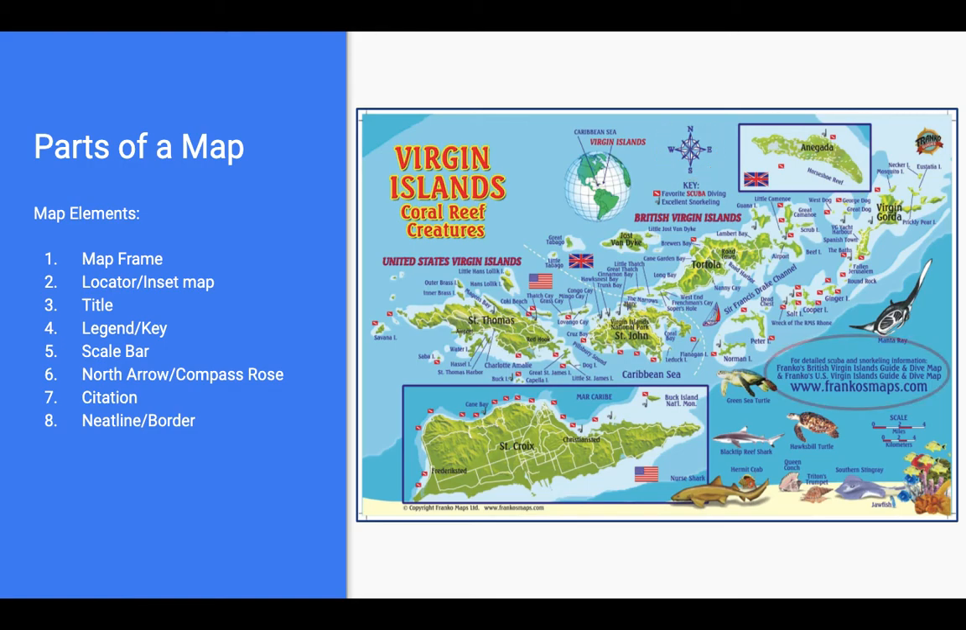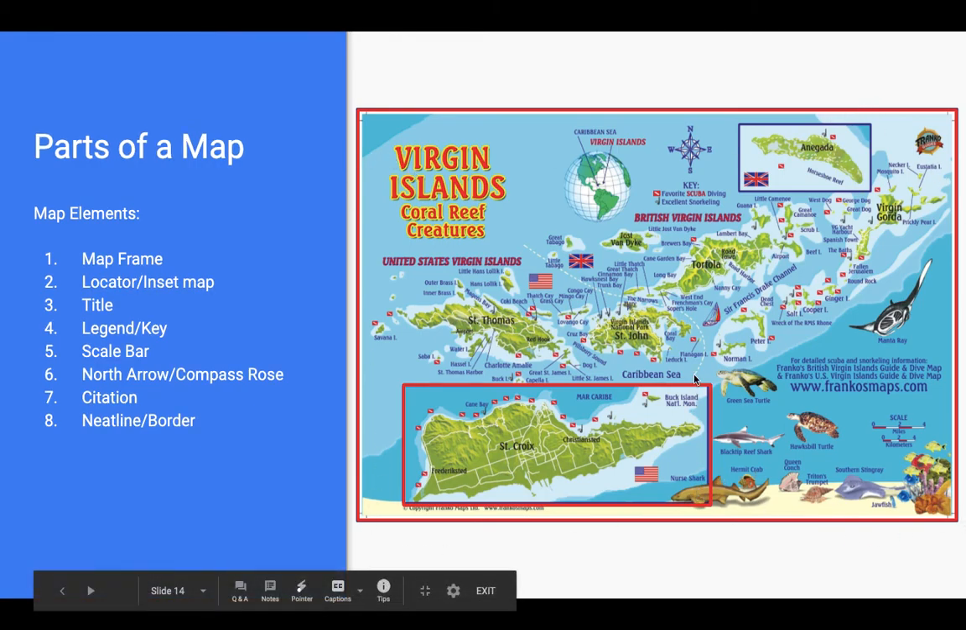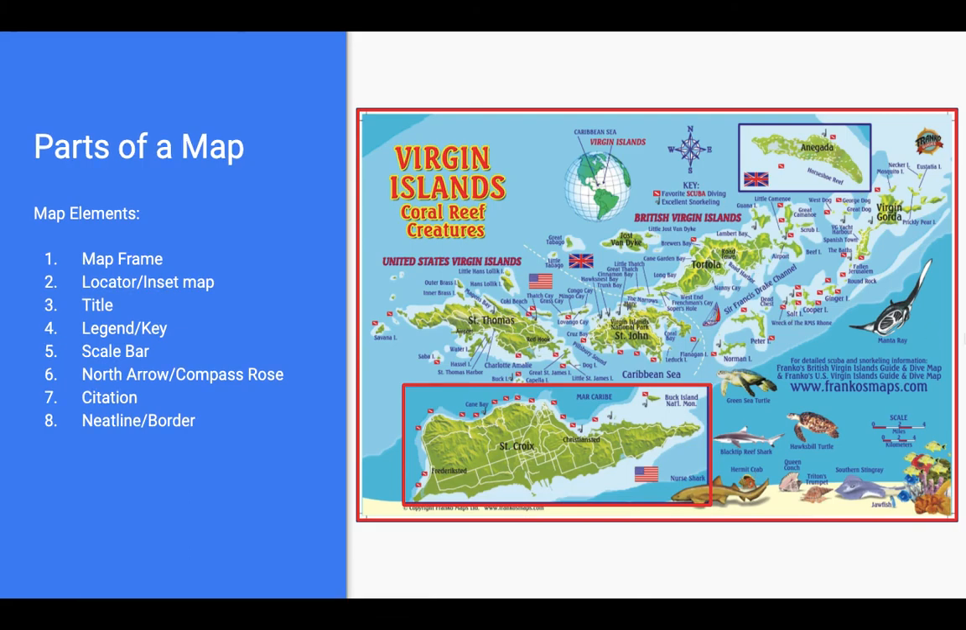The next one is a citation. A citation just gives you some information about where they got this information. It'll give you information about basically who funded it and the purpose for it. And the next thing is a border. So this all around it is the border. This over here is the border, and this right here is the neat line. The neat line shows how it's separated, so it helps to organize the map and make it look nicer.